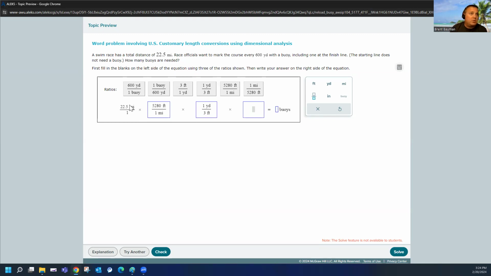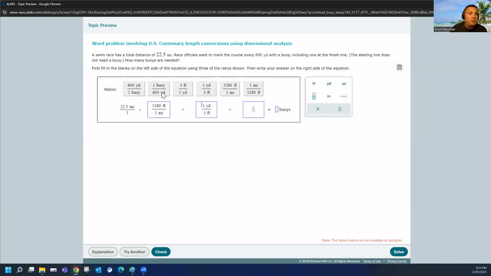Okay. So my miles are gone. My feet are gone. I'm now in yards. And the last thing to do is to get to buoys. So again, I'm going to look for a ratio where the yards are in the denominator and buoys is left in the numerator to get me to my final answer. So here's yards and buoys, but see how it's backwards. I would end up with yards on top. Yards times yards would give me yards squared per buoy. So I don't want that.